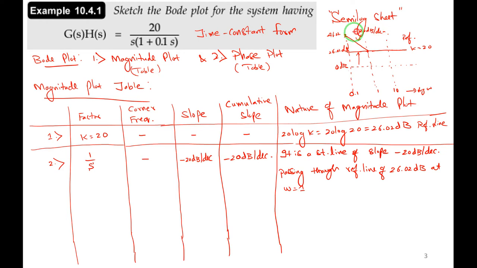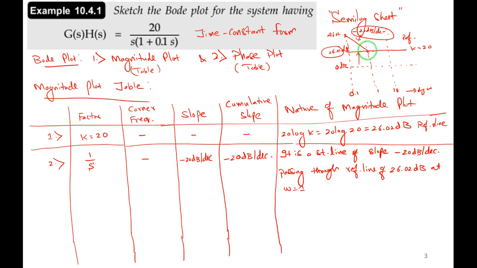Minus 20 dB per decade. Minus 20, right? Because you can observe here. What is the slope here? Read it. It is 26. Here it is 46. So 26 minus 46, it is minus 20 dB per decade. I hope you are getting it right. Roughly, actually you should draw on the semi-log sheet. Okay, I will draw it later. Now I am giving a rough idea. So it is a straight line of slope minus 20 dB per decade passing through a reference line of 26.02 dB at omega equal to 1.